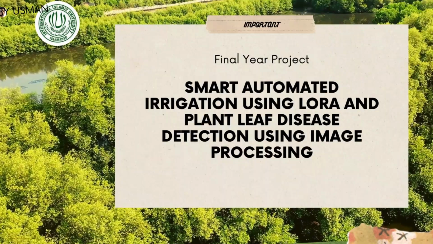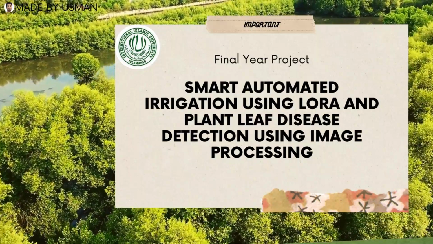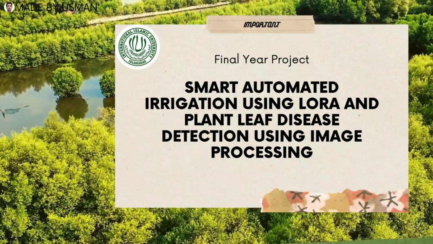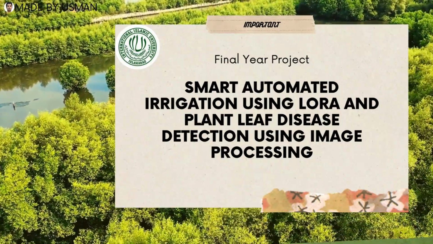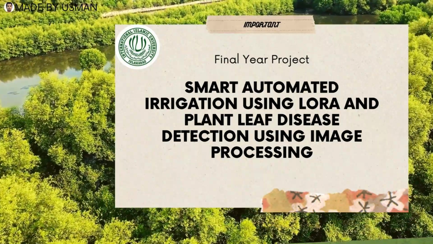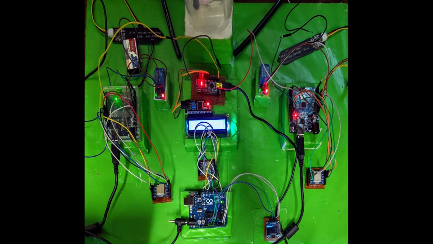I am going to show you my final year project, which was smart automated irrigation through long range radio communication and plant leaf disease detection using image processing. My project mainly consists of two parts. The first part of our project is the automated irrigation system.